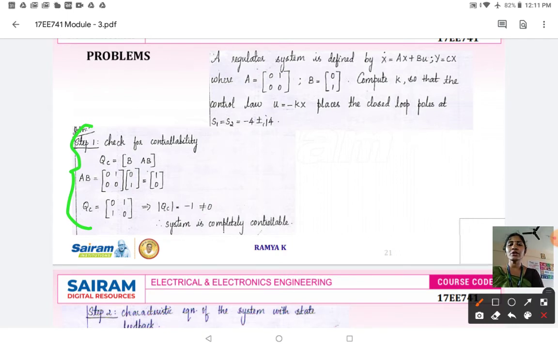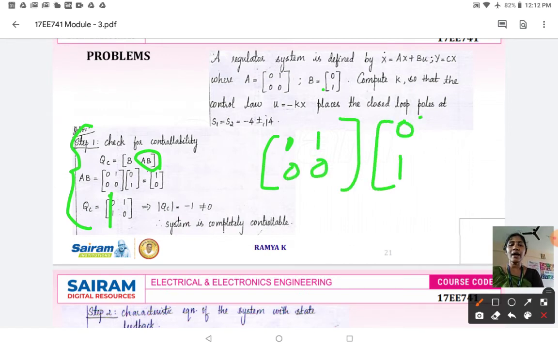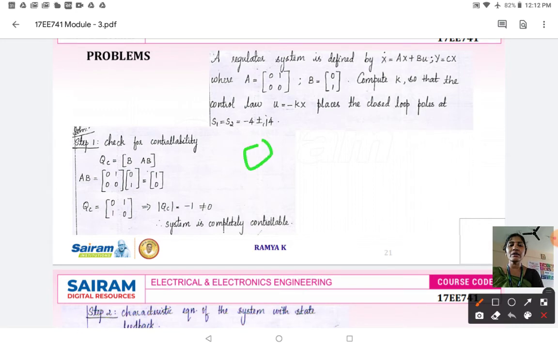So Qc is equal to [B AB]. The B matrix is given in the problem, so I can take the B matrix and write it in this particular place. AB means the A matrix multiplied with the B matrix. The A matrix is 0, 1, 0, 0 and the B matrix is 0, 1. After multiplying, we get 1, 0. Therefore, the composite matrix we have obtained has B as 0, 1 and AB as 1, 0.